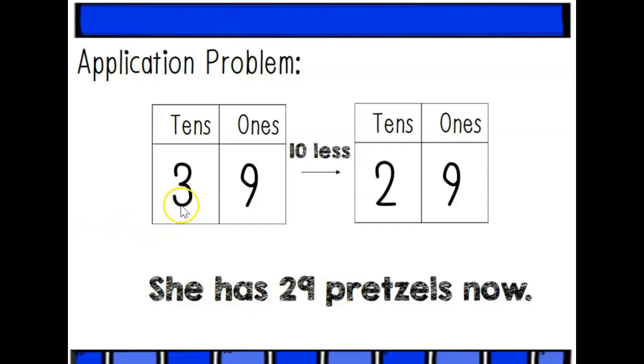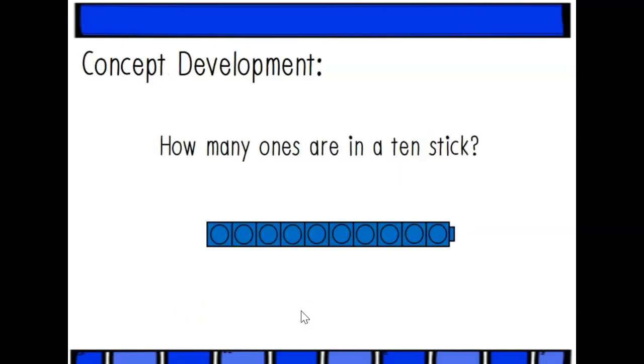All right, so she had 3 bags of 10 and 9 extra pretzels. She gave 1 bag to a friend, or 10 less, so now she has 2 10s or 2 bags and her 9 pretzels. Now she has 29 pretzels. All right, how many ones are in a 10 stick? Did you say 10? Oh my goodness, you are just so smart.